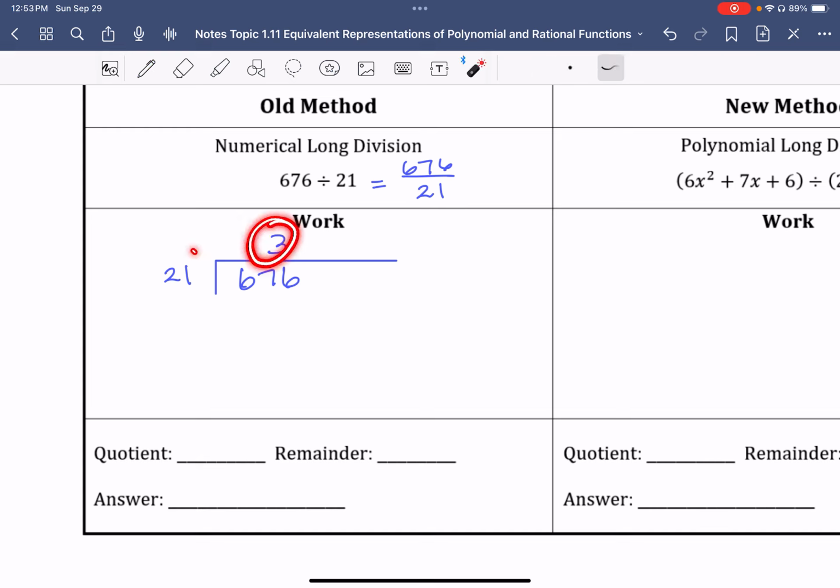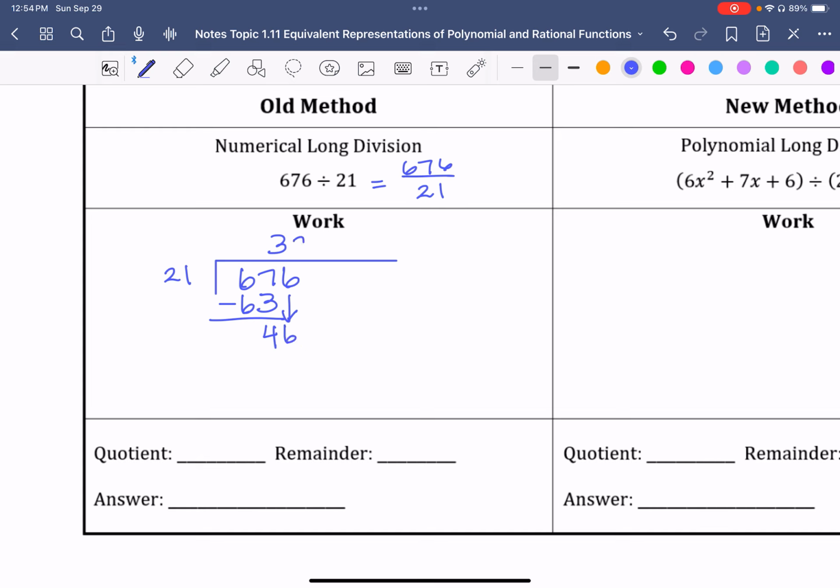Then what you do is multiply 21 times 3, and you get 63. Okay, to move on to the next step, I'm going to change the sign. So instead of positive 63, I'm going to make it a negative 63 so that I can subtract and get 4. At this step, I bring down my 6, and then I repeat.